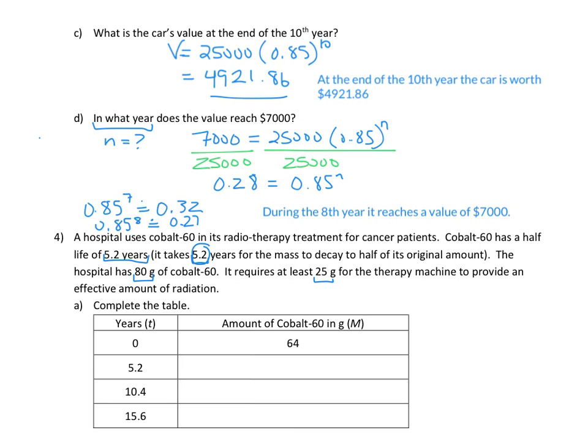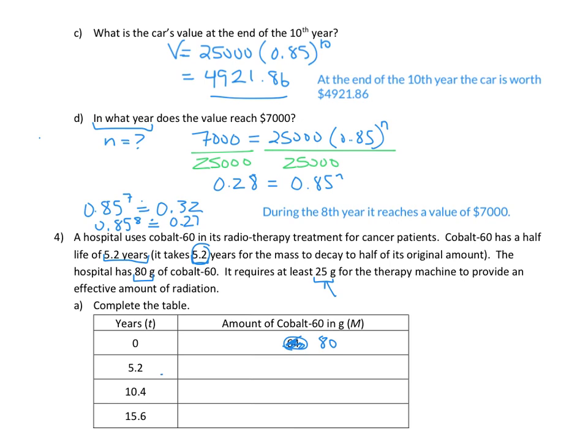So it will be down to 20 grams. So definitely before 10 years, it will have decayed to an amount where it needs to be replenished. So in terms of what we have here, I don't know why I have 64 here. This should be 80. We'll make this 80 here.